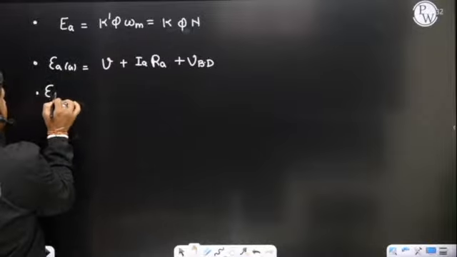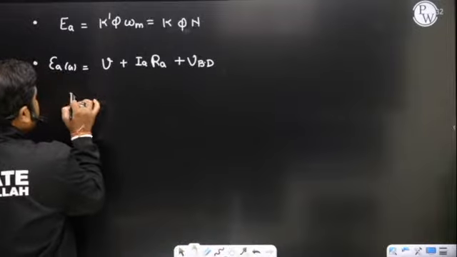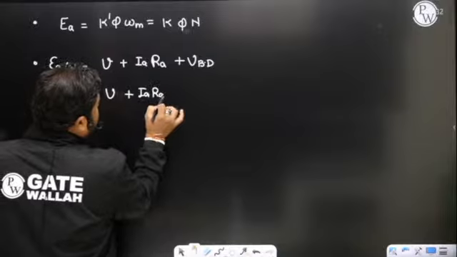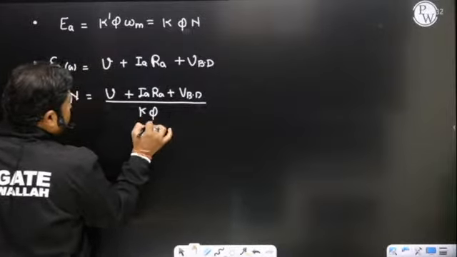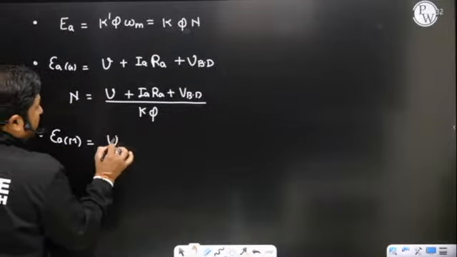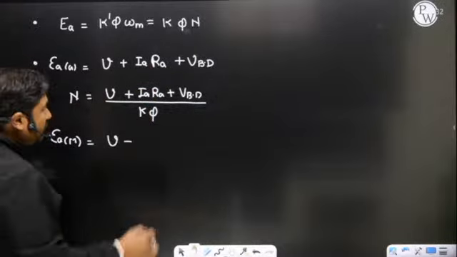Further, EG or EA of generator. So for generator, you can write N as speed: V plus IA RA plus VBD upon K phi. Similarly, for motor, what is the induced EMF in case of motor? Sir, it also depends upon the speed and direction of rotation only.